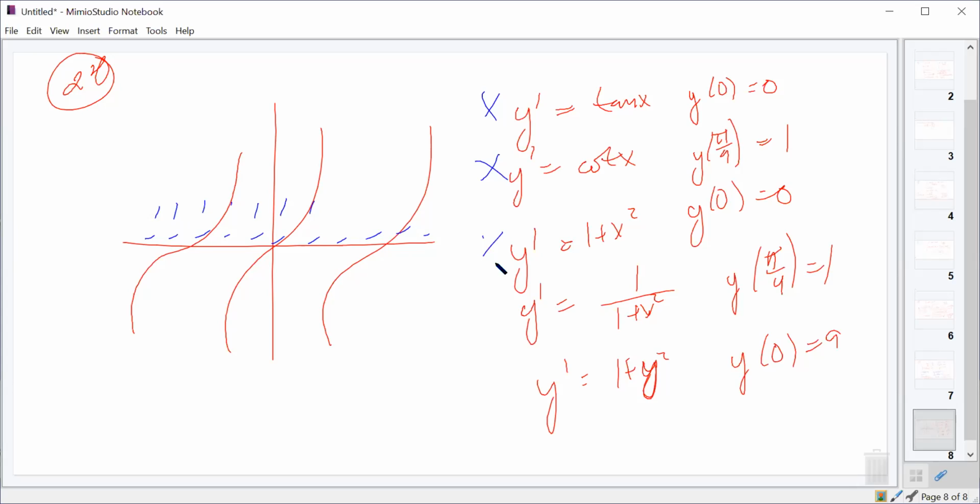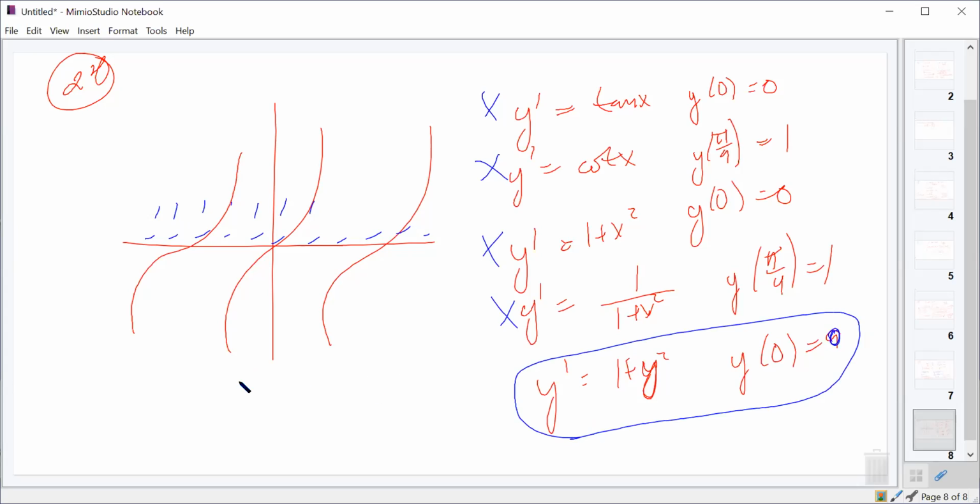Well, these have x values in them. So it really looks like this is the only one that seems to make any sense. I don't know why I put a 9 there. That's a 0 there. And we could prove that that's true.